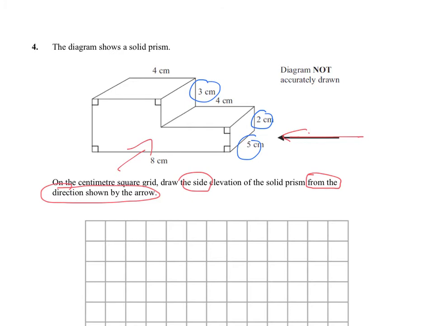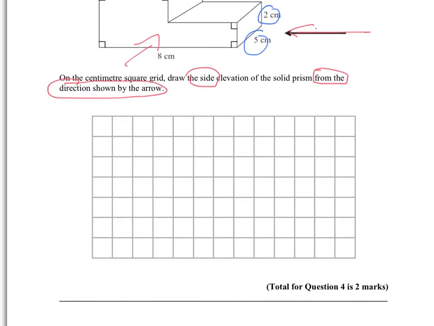So what we were looking for full marks was 5 centimetres wide, 1, 2, 3, 4, 5, 2 centimetres and 3 centimetres up, and then a line across after the 2 centimetres height. So obviously with a ruler for full marks, but that's the shape that we're looking for.